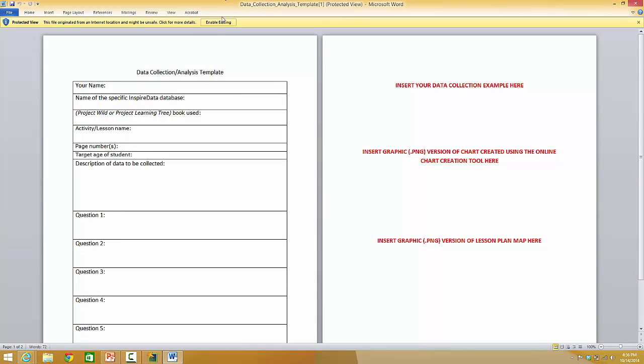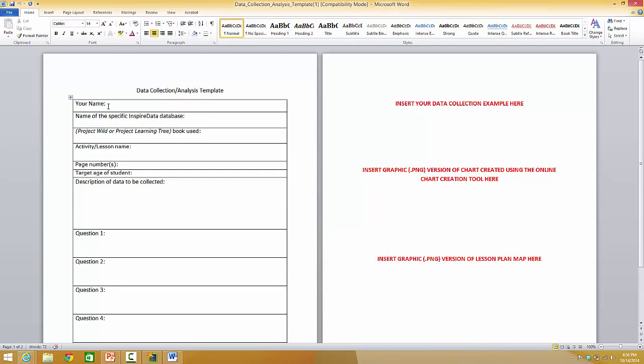Okay, so what you would do here, fill in your name. This says the specific Inspire database. Okay, I'm going to skip that for a second because I think that needs to be taken off, okay? Then you're going to put in your lesson. Remember, you're not picking a new lesson. You're keeping up with the same lesson from Unit 6, okay?